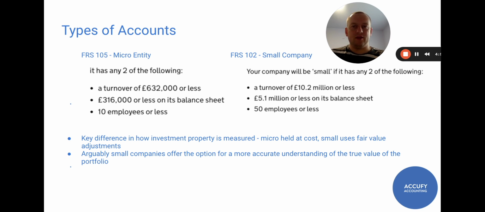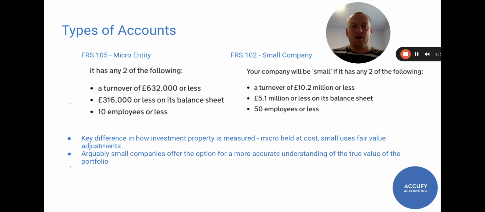The next one then is FRS 102, which is the reporting standard for small companies. You're classed as a small company if you meet two of the following characteristics: a turnover of 10.2 million or less, 5.1 million or less on its balance sheet, and 50 employees or less.